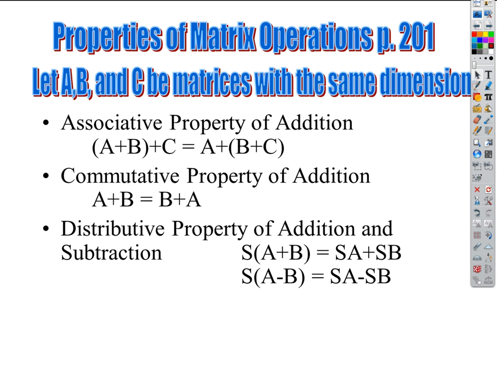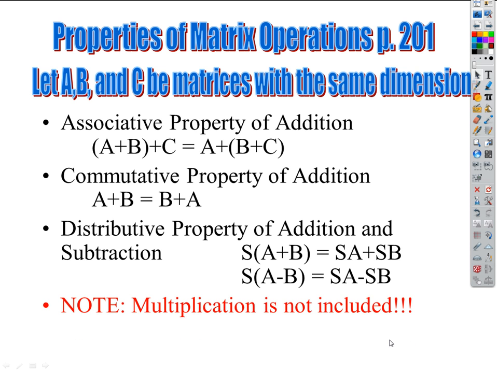But it gets a little more complicated when you introduce multiplication. So for example, if I'm multiplying matrix S times the quantity matrix A plus matrix B, this is where it starts to get a little bizarre. If I'm distributing the S from the left, then the S has to appear on the left side of each of the matrices after I distribute. The reason for that is because multiplication is not included in these properties.